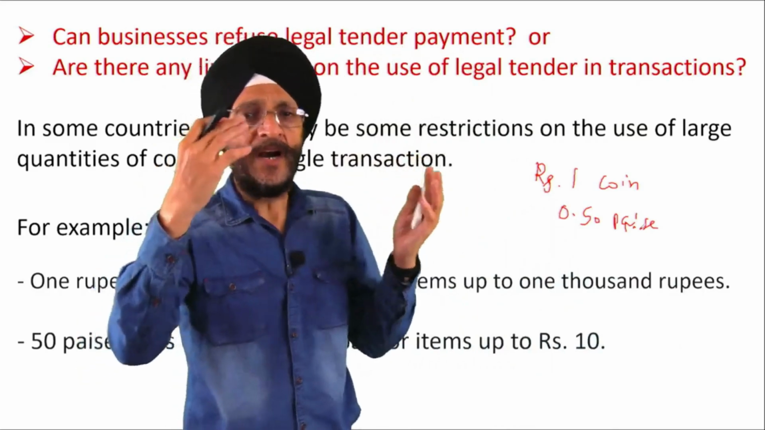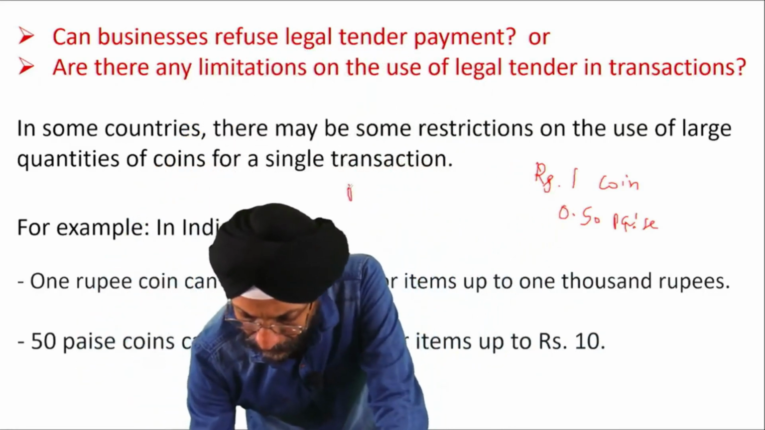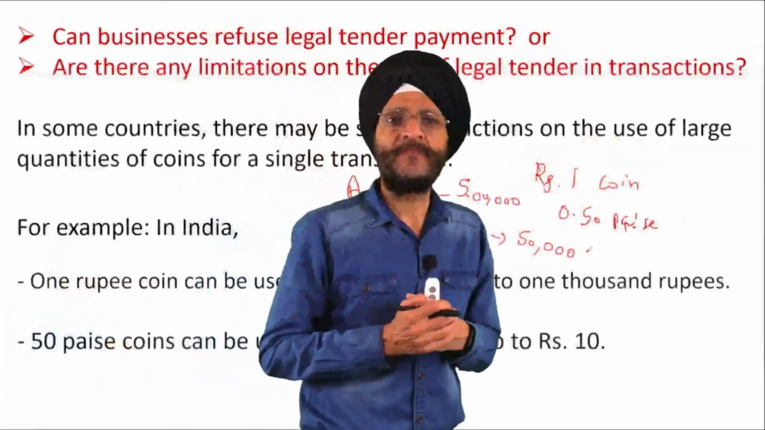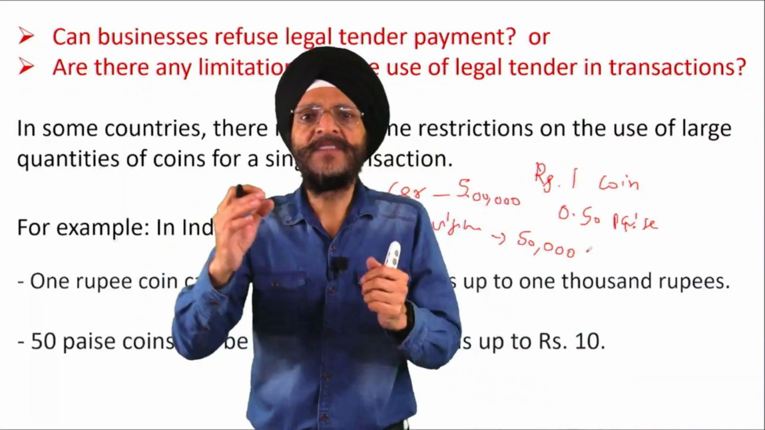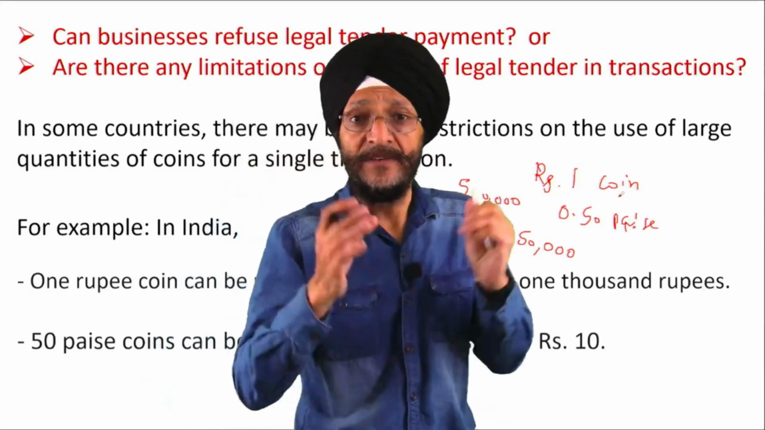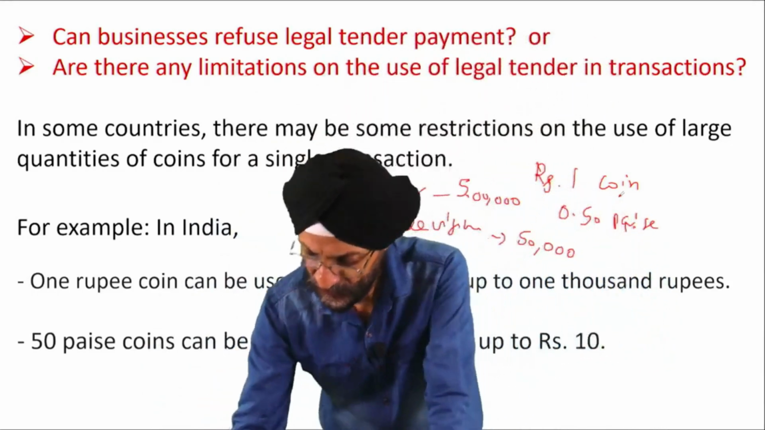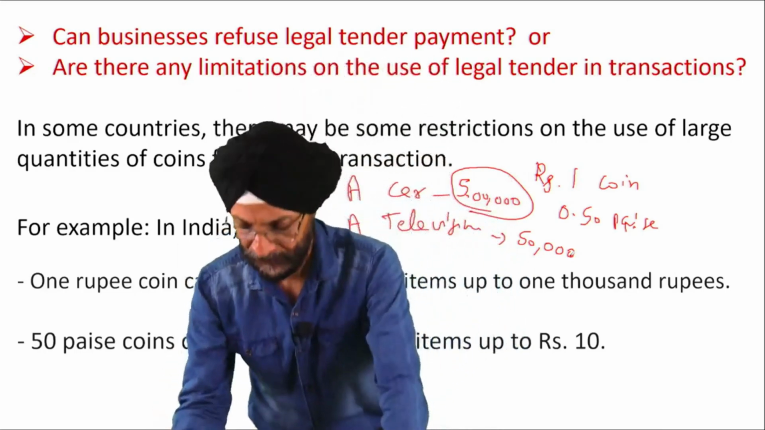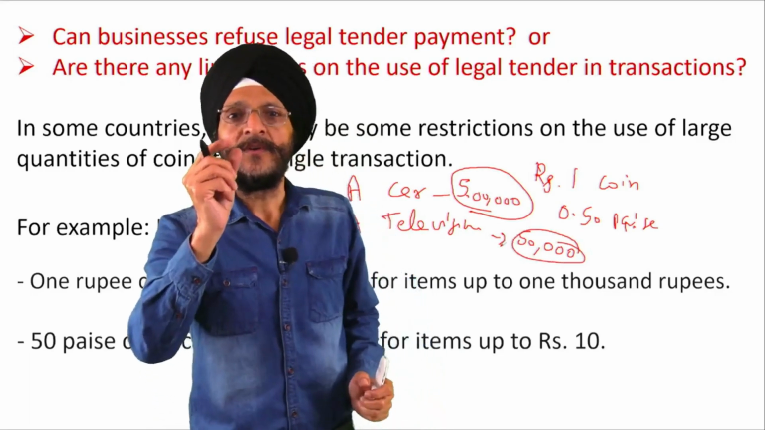So suppose I want to purchase a car, or I want to purchase a television. Suppose the cost of a car is, say, 5 lakh rupees, or the cost of a television is, say, 50,000 rupees. Whether I will give the payment of the car in the shape of coins. That is, whether the seller will accept 5 lakh coins of 1 rupee denomination, or the television dealer will accept 50,000 coins of 1 rupee denomination.